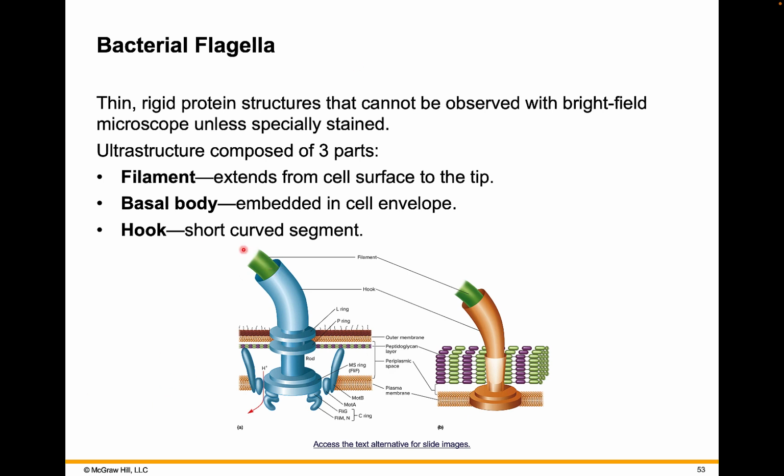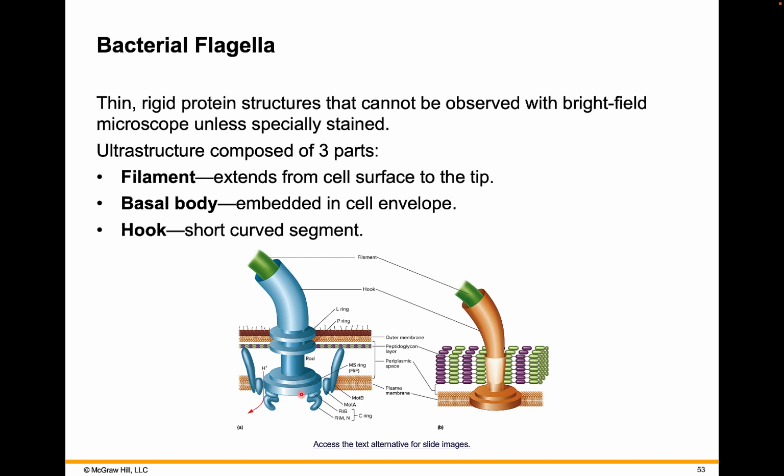It has a filament, then a hook, which is a short curved segment, and then a basal body. Their structures are essentially different for gram-positive and gram-negative bacteria. The gram-positive structure is straightforward, where the basal body is made up of just two rings, one embedded in the plasma membrane, and another in the peptidoglycan layer.